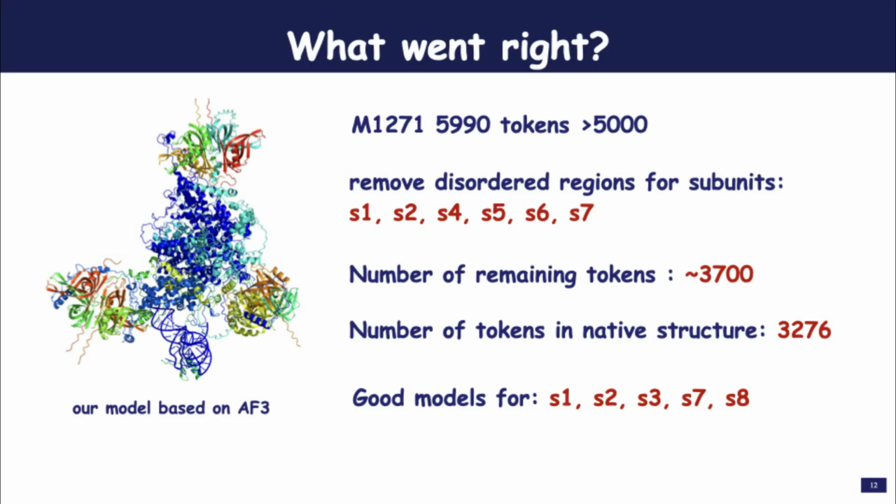So we cut the disordered regions for all chains, and for these 6 chains we removed the disordered regions. By doing this, you can significantly reduce the number of tokens to about 3,700. And if you take a look at the native structure, it's about 3,000. So these 2 numbers match very well. This gives us a chance to predict the structure with the AlphaFold 3 server, and the overall shape is almost the same. Although it's not completely accurate, it's still much better than the default one.